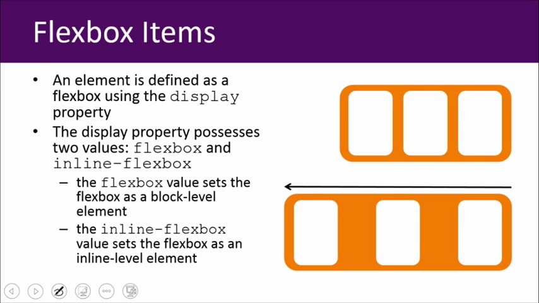So an element is defined as a flex box using the display property. Okay, we'll go ahead and demo this here in just a little bit, but the display property possesses two values. You've got flexbox and inline flexbox. Okay, a flexbox is going to be a block level element, and then an inline flexbox is going to be an inline level element. And so what that means is that if it's inline, maybe you could set it inside of text. Whereas if it's block level, it's going to be on its own line of text unless you're using a float property to float it to the left or the right of the screen.